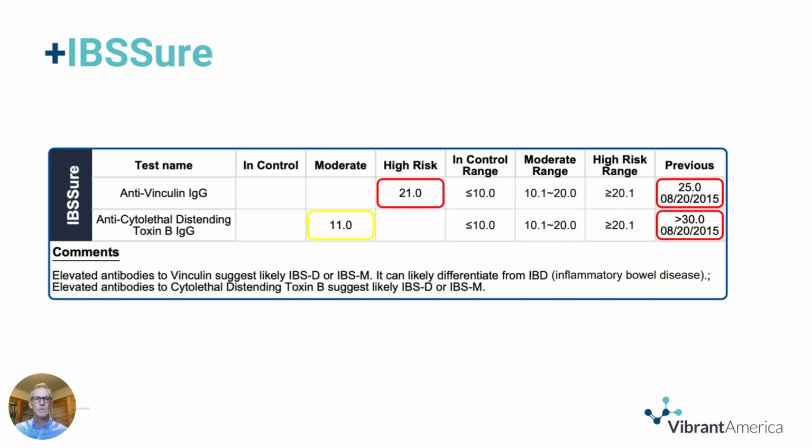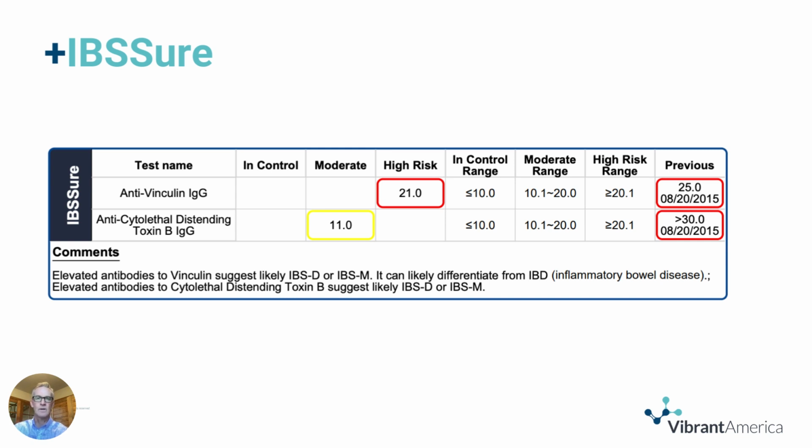Okay, so then that second part of the Candida test is the IBS Sure. And so we're looking at two different compounds here. We're looking at anti-cytolethal distending toxin antibody, and we're looking at anti-vinculin antibody. So very quickly, whenever you have gastroenteritis or you're infected by something that causes gastroenteritis, very commonly these bacteria will release this cytolethal distending toxin. So it does what it sounds like. It destroys the cells in the GI tract.